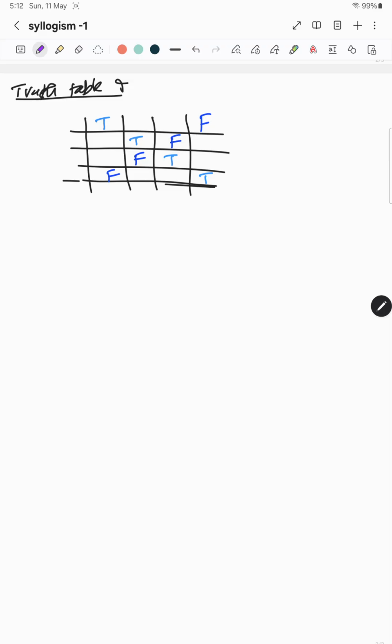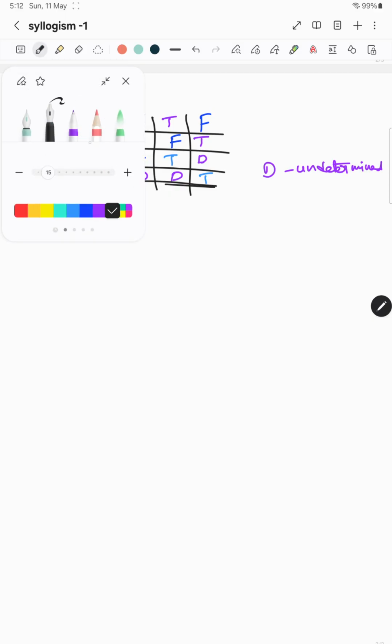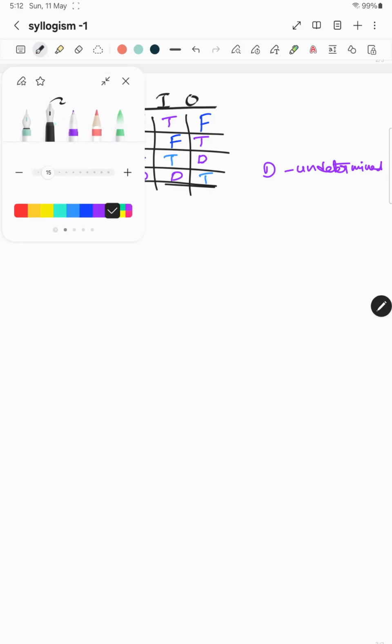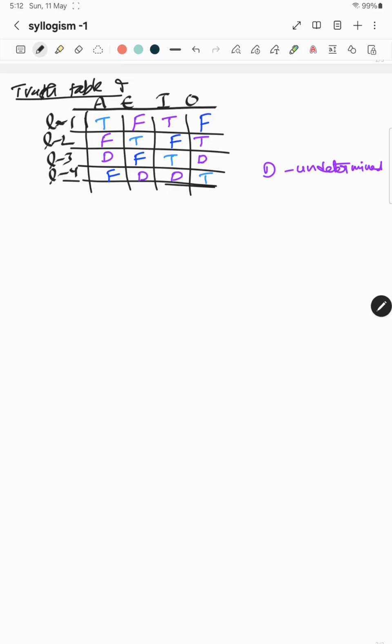And we have only true or false. So after T we have false. After false we have T. So before T, F and after F, T. And here we get D, D, D, D. D means undetermined. Okay, so this is the truth table which I was talking about. Now we have to fill it. This is A, E, I, O, and this is level 1, level 2, level 3, level 4. Okay, this is what the truth table actually means. Now we will see how it will work in the problems.